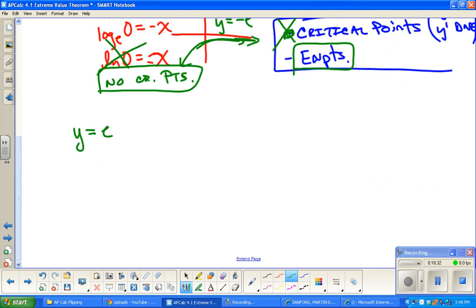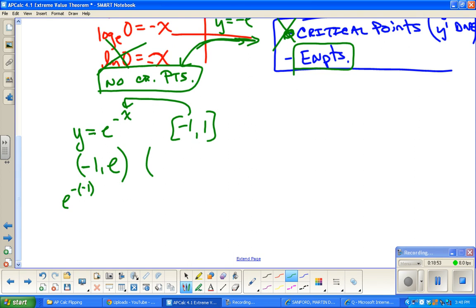So y equals e to the negative x, and again, I'm looking between -1 and 1. The endpoints for this thing are going to be -1. If I put -1 in here, then I'm going to do e to the negative of, or the opposite of, -1. So e to the 1 is e. The other endpoint would be an x value of +1, and I'm going to do e to the negative of that 1. Well, that's 1 over e.